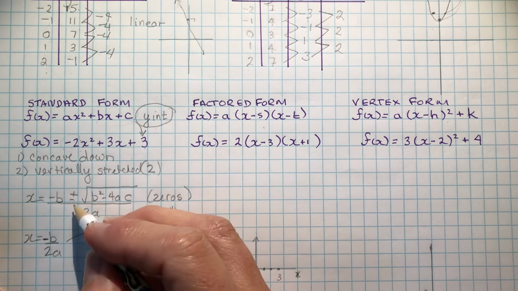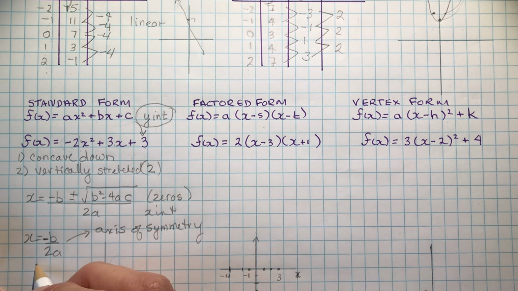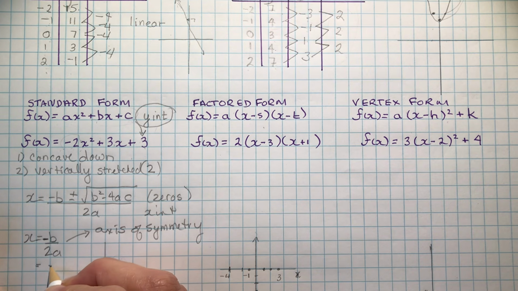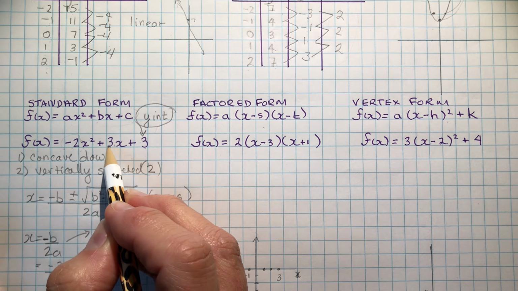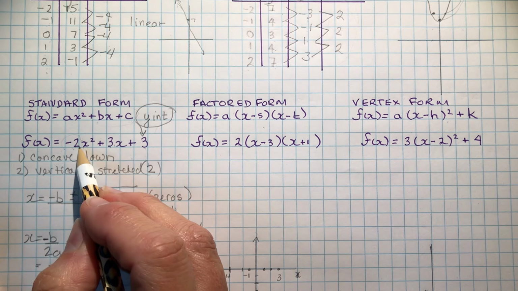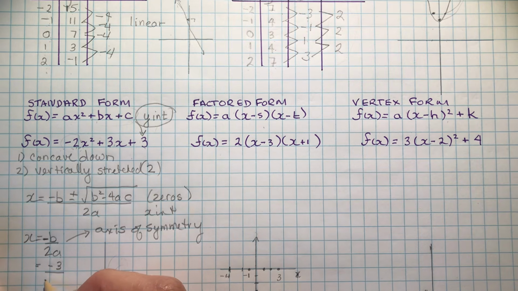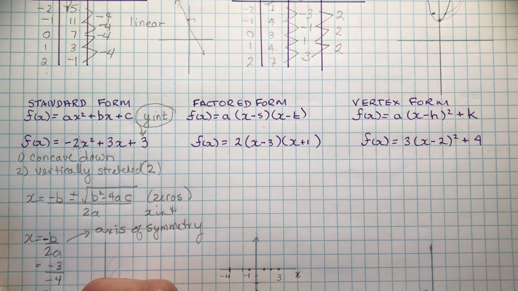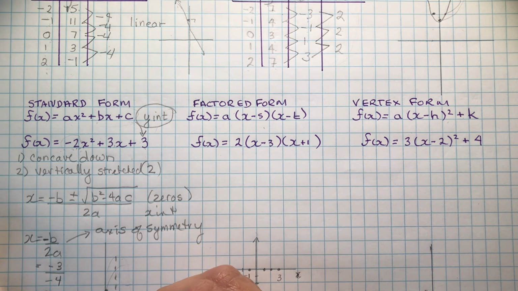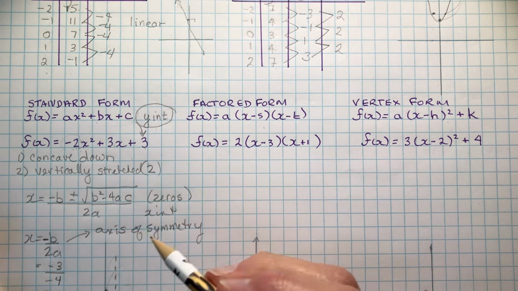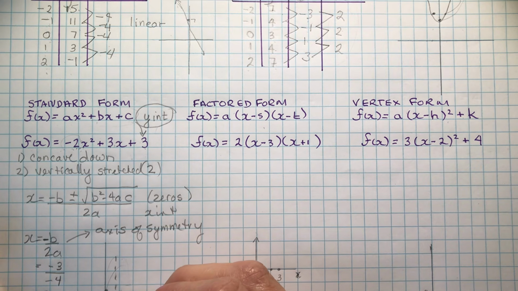It's a vertical line. So if I look quickly here, minus b over 2a, that would be minus 3 over, minus 3. So negative b over 2a, 2a is 2 times 2, minus 4. So that means the axis of symmetry would be at x equals 3/4. So if this was 1 here, 3/4 would give me an axis of symmetry right here. The parabola is concave down. It's vertically stretched by a factor of 2.